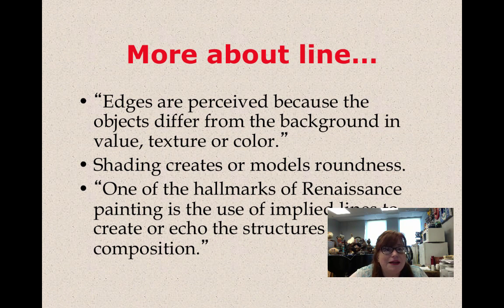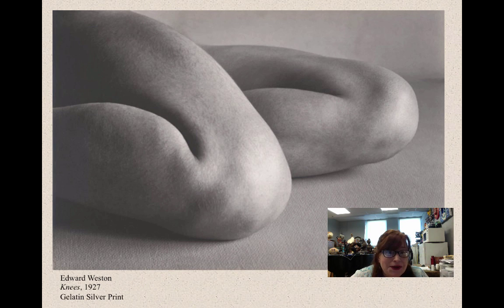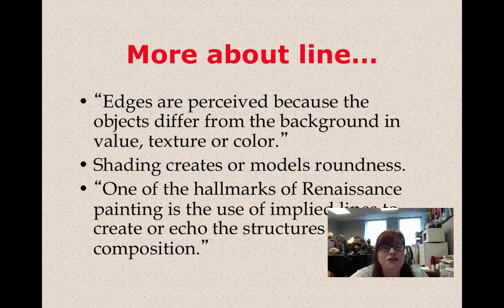So a little bit more about line. Edges can be perceived because the objects differ from the background in value, texture, or color. So let's go back again to the knees. Right in that crook where the calf and the thigh meet, there's a very deep shadow that creates a line. It looks different. The value is different. We're going to get into value also in this chapter. And then shading can create or model roundness.